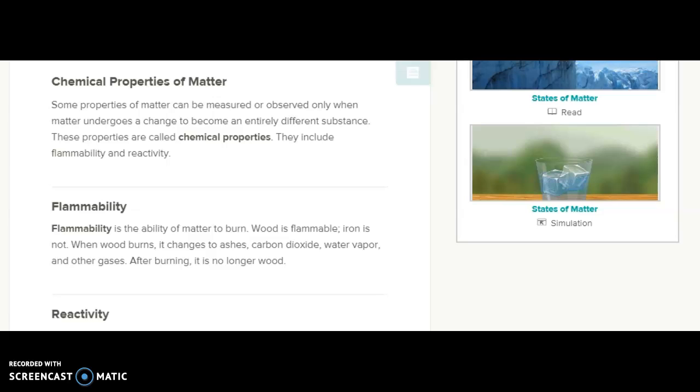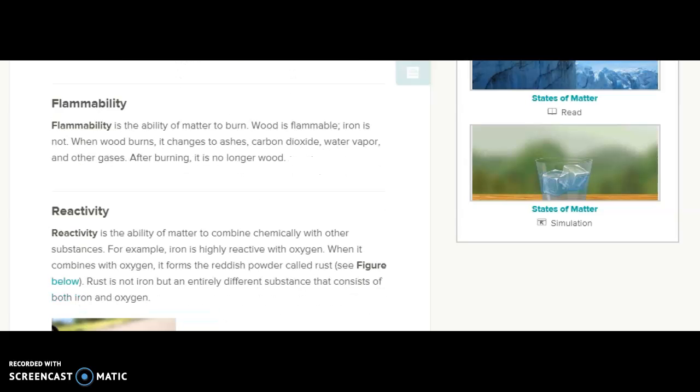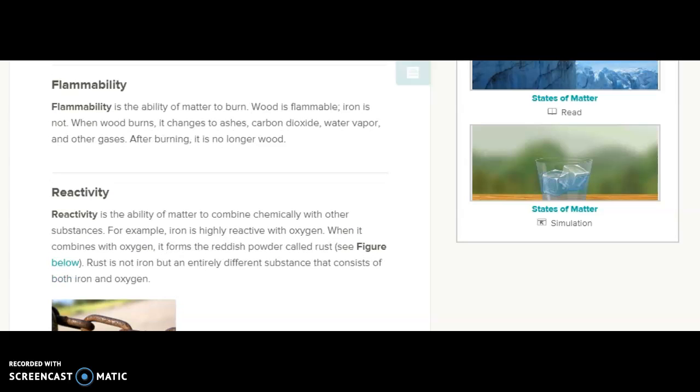Chemical properties of matter. Some properties of matter can be measured or observed only when matter undergoes a change to become an entirely different substance. These properties are called chemical properties. They include flammability and reactivity. Flammability is the ability of matter to burn. Wood is flammable, iron is not. When wood burns, it changes to ashes, carbon dioxide, water vapor, and other gases. After burning, it is no longer wood.